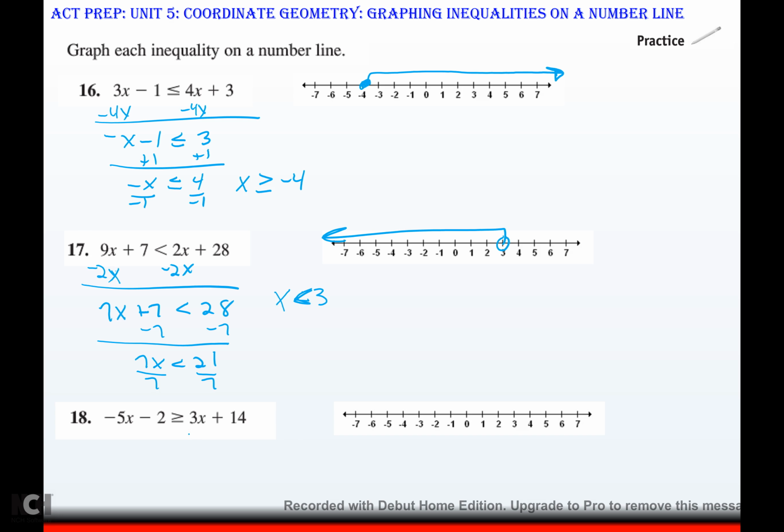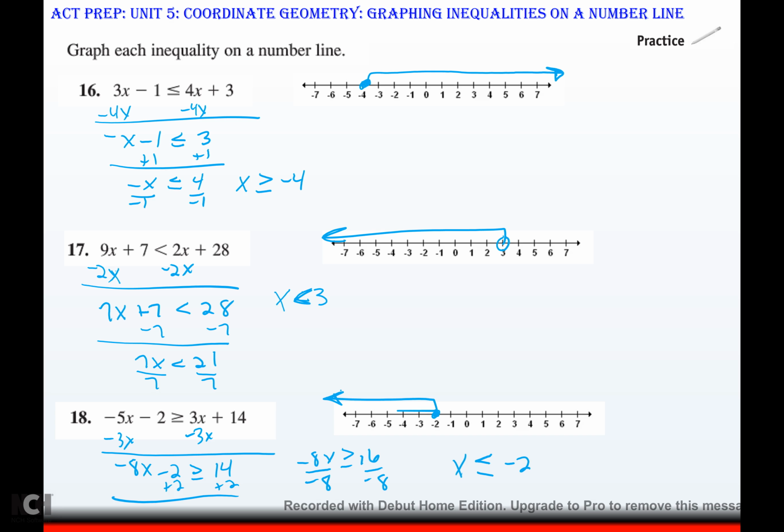Okay, number 18, I'm going to minus 3x. I get negative 8x minus 2 greater than or equal to 14. Add 2. I get negative 8x greater than or equal to 16. Divide by negative 8, which will flip my inequality, and I get x less than or equal to negative 2. So negative 2 gets a closed circle, and I go to the left.